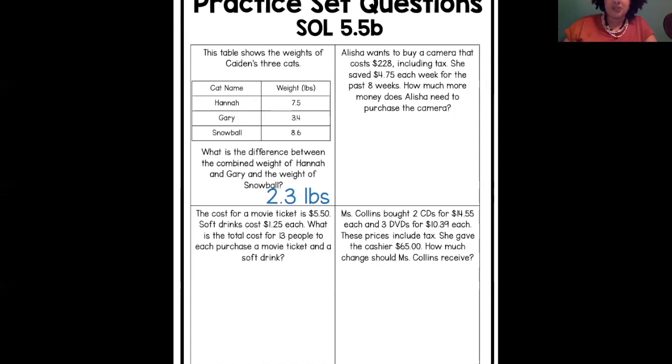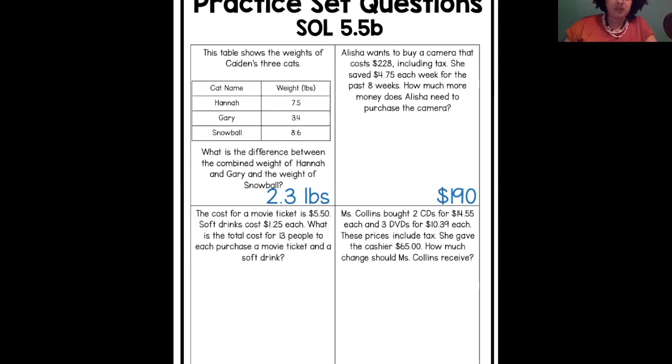Question number 2 says, Alicia wants to buy a camera that costs $228, including tax. She saved $4.75 each week for the past 8 weeks. How much more money does Alicia need to purchase the camera? She needs $190 more.